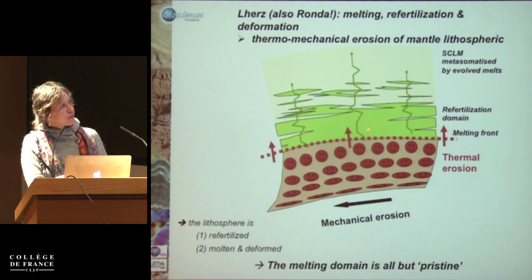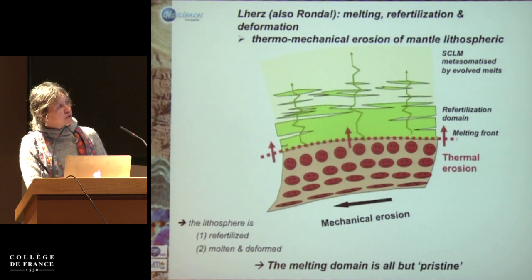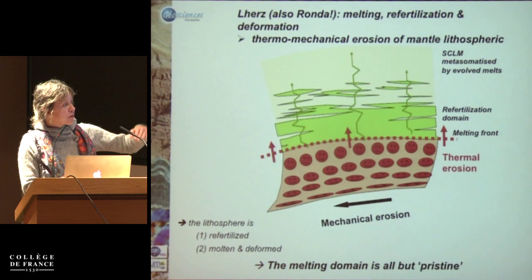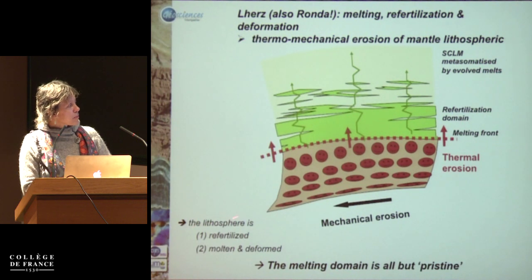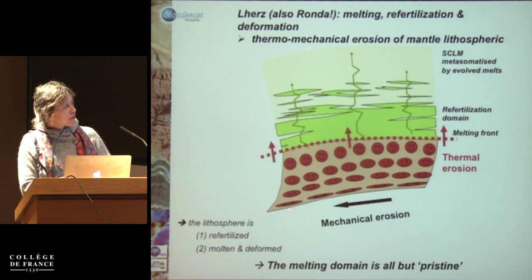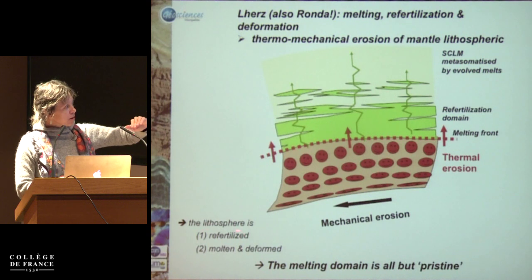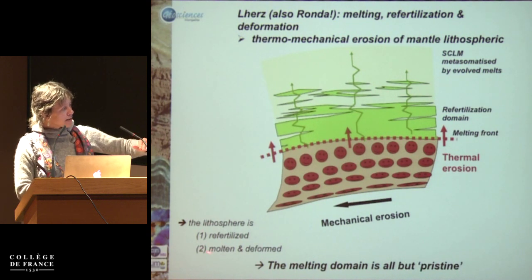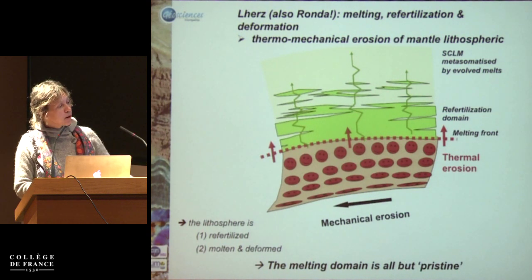This melt percolation front can be followed by a melting front. That's what we see in Ronda. In Lherz, we don't see it. It's also followed by a deformation front. So we can move a lithosphere-asthenosphere boundary by making melts percolate the lithosphere, refertilize it, and then you can melt and redeform it.